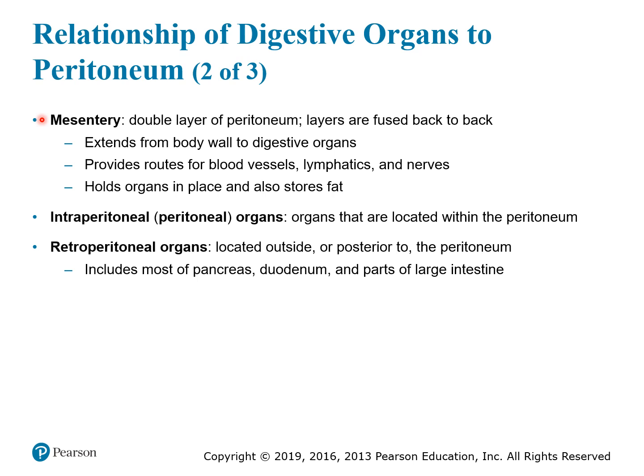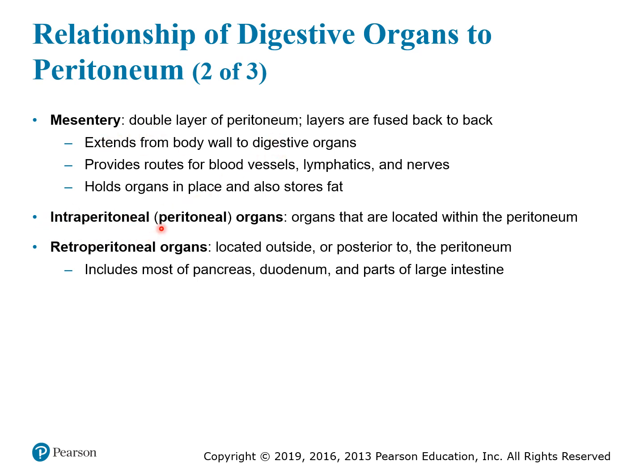And then there is a specialized type of peritoneum which is present in the abdomen. It is known as mesentery. What is mesentery? It is a double layer of peritoneum. The layers are fused back to back, and it extends from the body wall to the digestive organs, and it provides the pathway for the blood vessels, lymphatics, and the nerves. They travel in the mesentery, and it holds the organ in place, and it also stores fat. So these are the functions provided by the mesentery. And what is it? It is specialized, just fused layers of peritoneum.